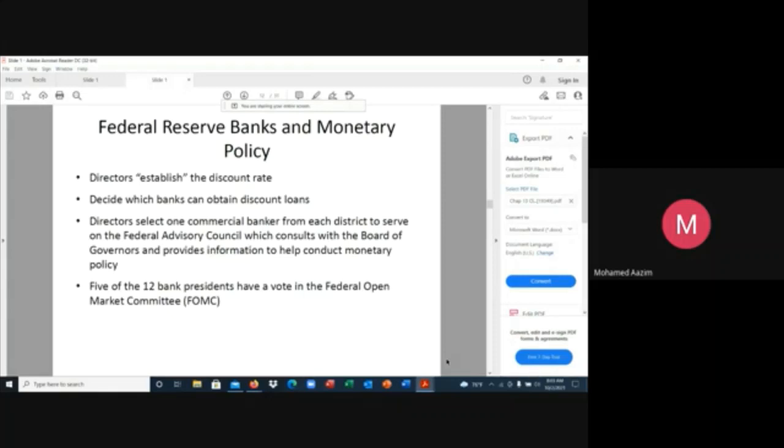Okay, so in the case of the Fed Reserve, again some specialized arrangements. The board of directors select one commercial banker from each district. There's a Federal Advisory Council, which consults with the board of governors and provides information to help conduct monetary policy. These decisions on rates and loans, whom they can be obtained by, are fed to the board of governors through the Federal Advisory Council.